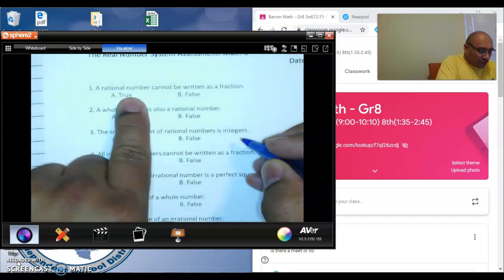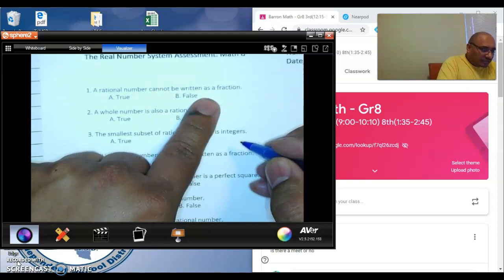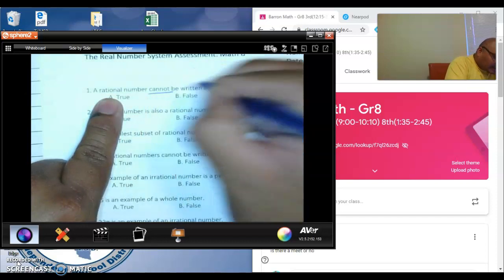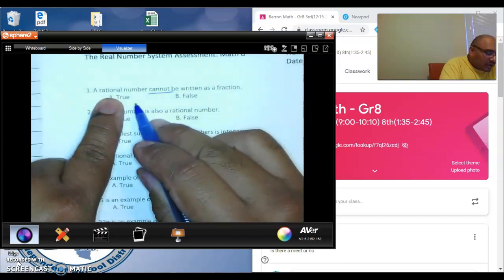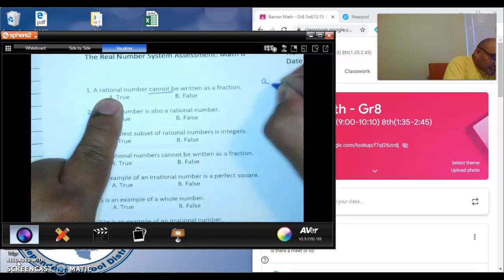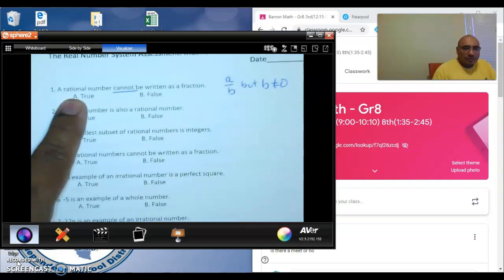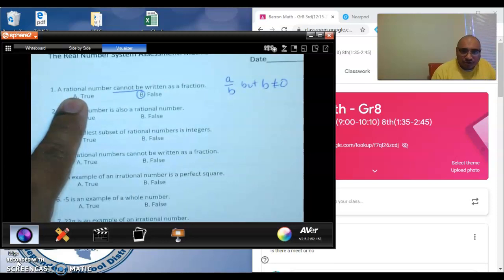So a rational number cannot be written as a fraction. Well, if we remember, they're saying cannot, meaning it's not possible. If you remember, a rational number is a fraction, a over b, but b can't be 0. So a rational number cannot be written as a fraction. False, because it can. It's supposed to be a fraction.